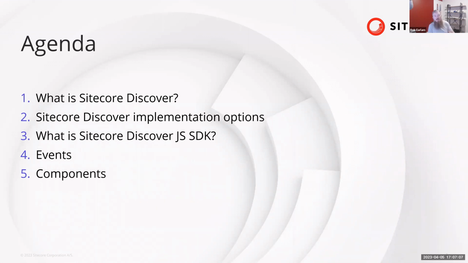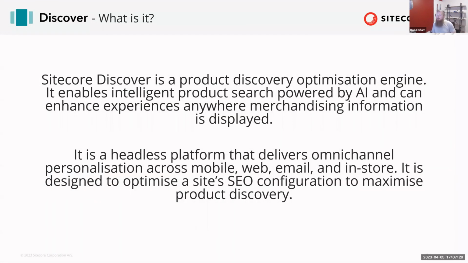We're going to look at the 2 primary models it has. It has its eventing model, which is how you can get data out of your site into Discover to start training the AI in the backend. And then the component model, which is how you then use that AI to deliver these components, sort of catalog data, to power the catalog data on your site. So let's dive into it.